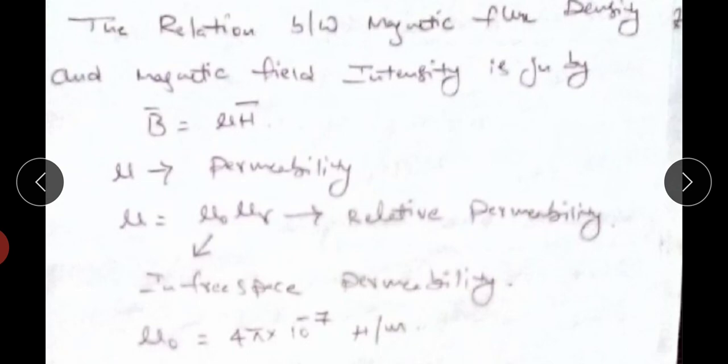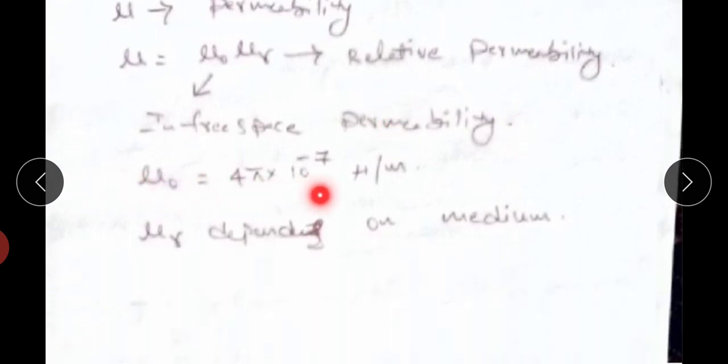Next, the relation between the magnetic flux density B bar and the magnetic field intensity H bar: B bar equals mu into H bar. Here B bar is magnetic flux density, H bar is magnetic field intensity, and mu is permeability. Mu equals mu naught into mu r. Mu r is relative permeability, and mu naught is permeability in free space. Mu naught equals 4 pi into 10 to the power of minus 7 henries per meter. It is a constant value, and mu r, the relative permeability, depends on the type of medium in which the magnet is present.